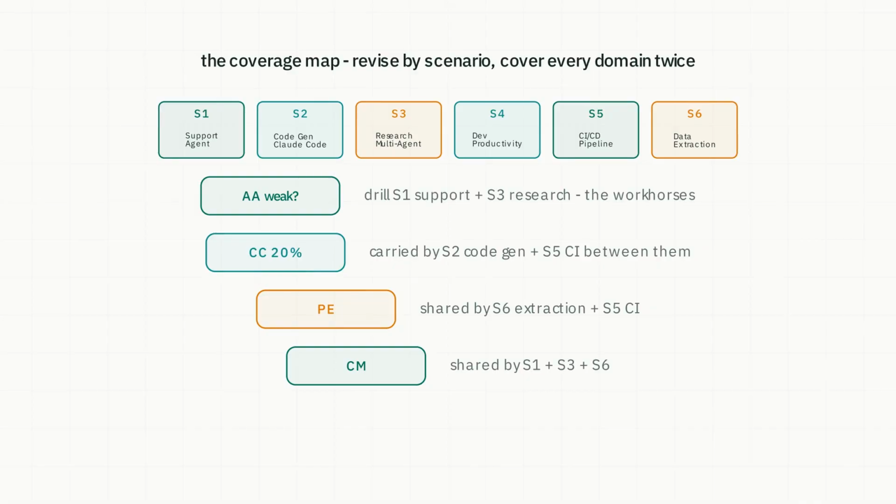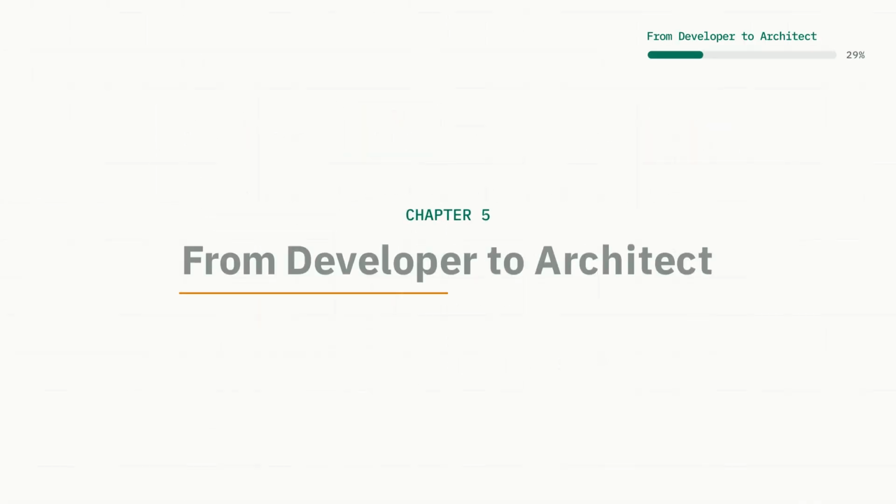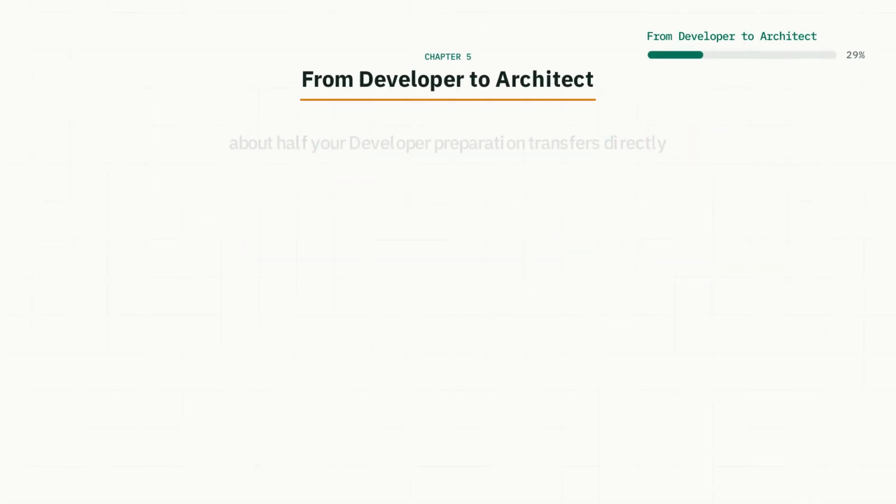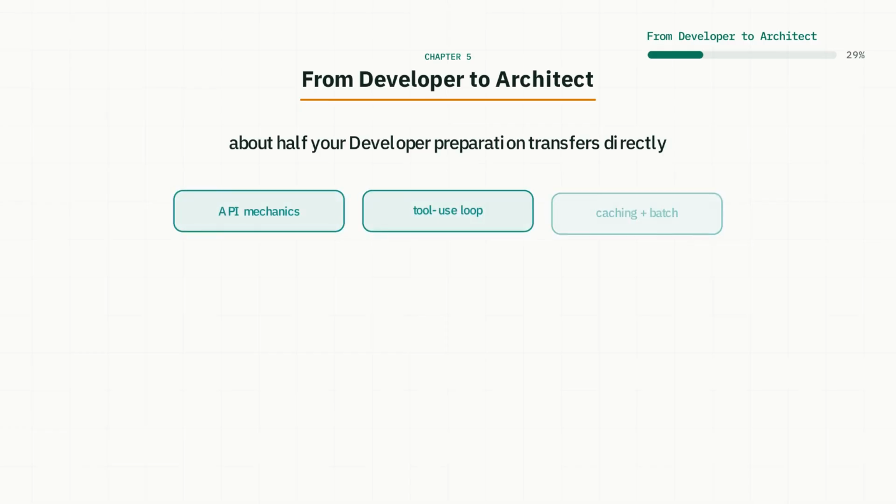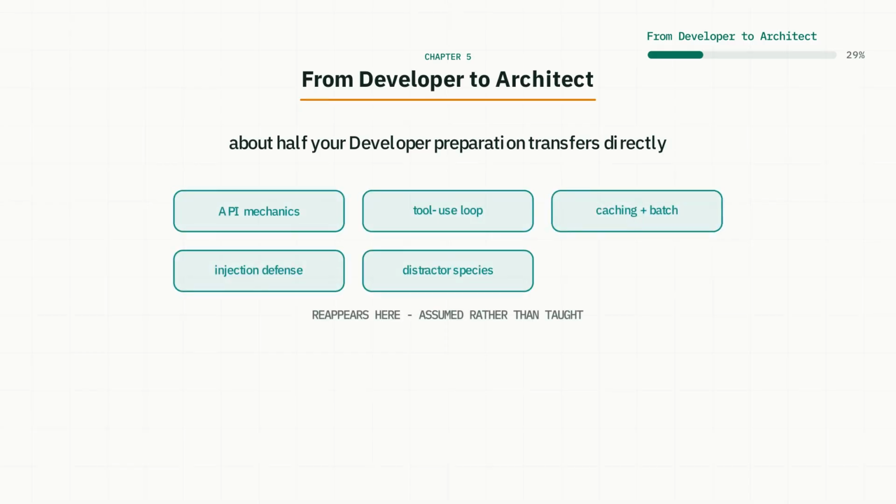Chapter 5, From Developer to Architect, a short bridge for everyone arriving from the previous video and a preview of the climb for everyone else. The honest comparison: about half your developer preparation transfers directly. The API mechanics, the tool use loop, caching and batch economics, injection defenses, the 4 distractor species, all of it reappears here, assumed rather than taught.